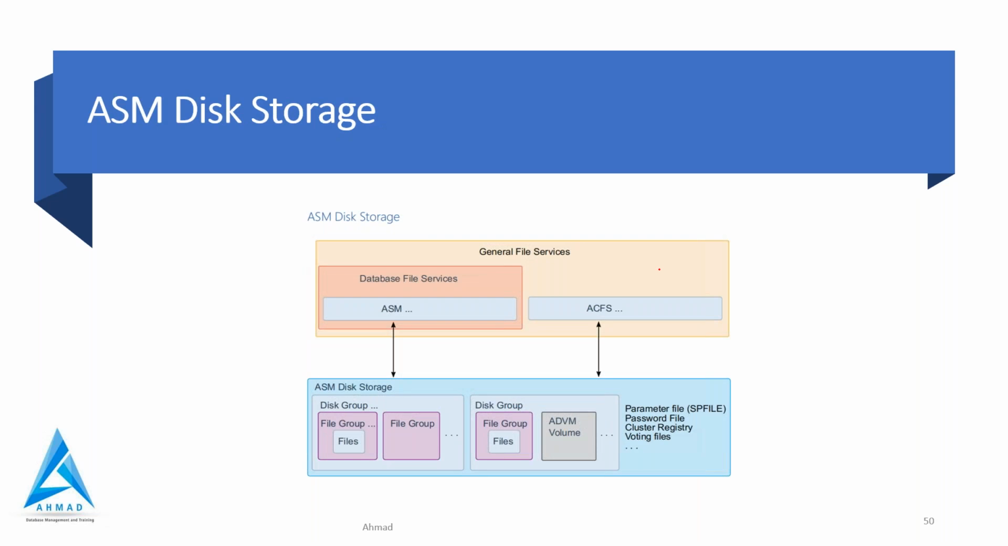Now, disk storage. ASM and ACFS both use ASM disk storage. ASM presents the disk group to the database as a mounted disk group, and ACFS presents the ADVM volume to the operating system as a mount point. This is the difference between them.